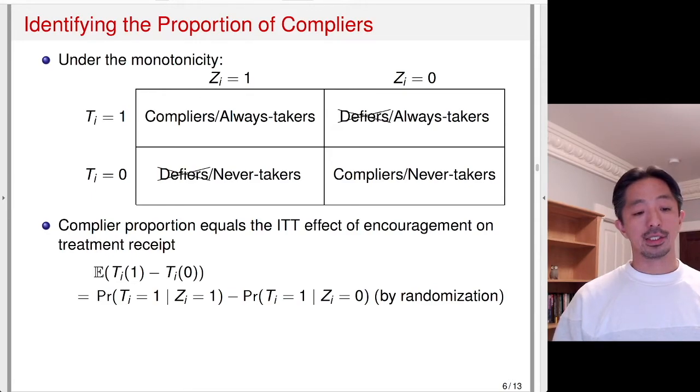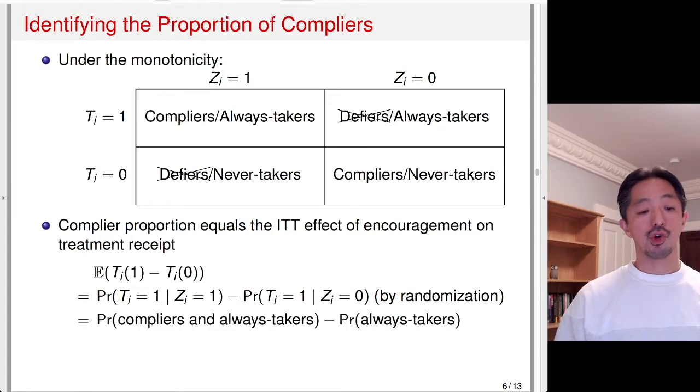Since T is binary, the expectation is a probability. And by randomization, we can just estimate the expectation of T(1) and T(0) separately from the group that is encouraged and the group that is not encouraged. Among the people who are encouraged, the first term, which is the probability of T equal 1, they are basically compliers or always takers. And among the people who are not encouraged and who take the treatment, which is the second term, they are always takers. So if you subtract the second term from the first term, you basically get the proportion of compliers.